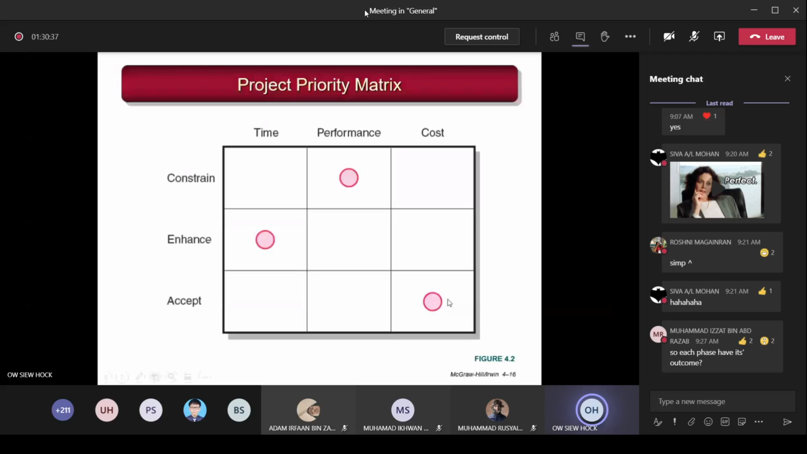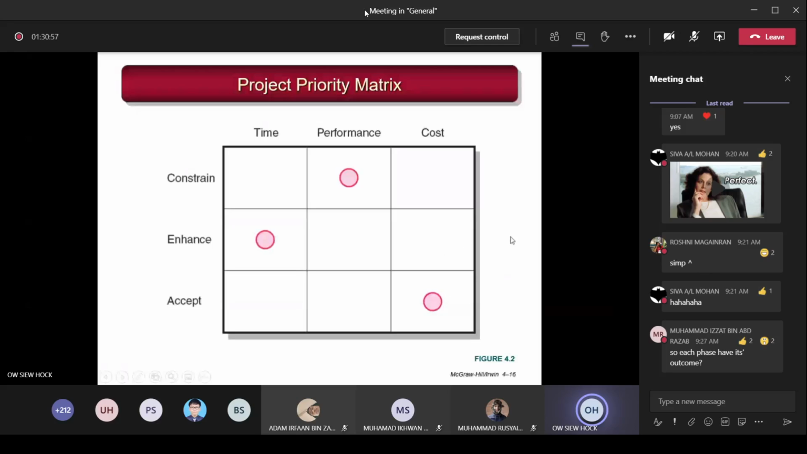So next, the cost, accept. I'm supposed to have 10,000. If the project cost is 10,000, but in the end, I spend 15,000, so you have to accept. You pay me more than the 10,000, which means you have to pay extra 5,000. And I accept it. I pay the amount of 15,000 instead of 10,000. So you understand now?